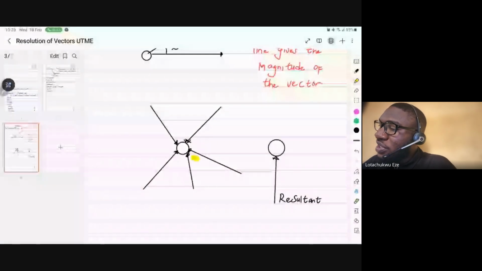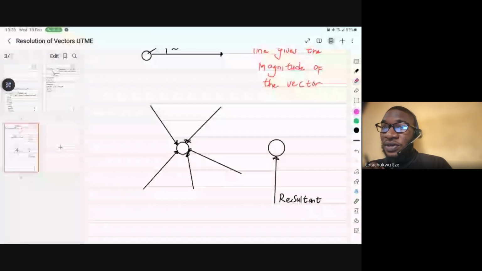What it means is that all of these things acting here have been represented with just one line. And that one line is what we regard as our what? Our resultant vector. If that makes sense, can you give a thumbs up? Let me know you understood what I just said regarding your resultant vector. Okay. Yeah, well done, Jeremy. All right. Good.